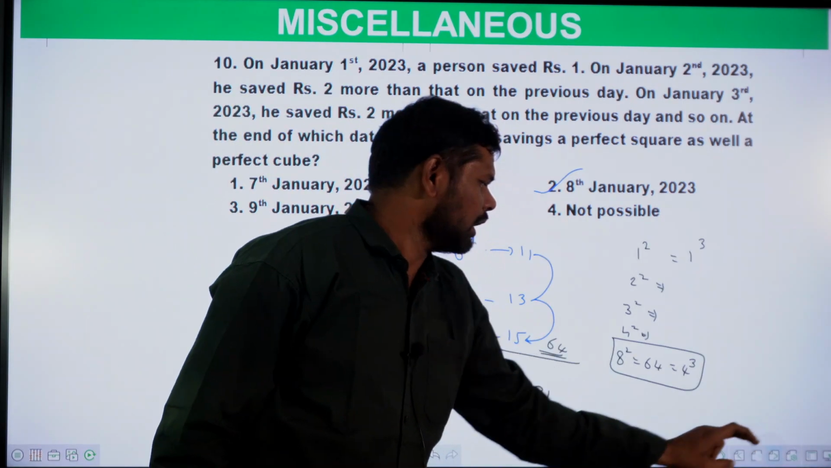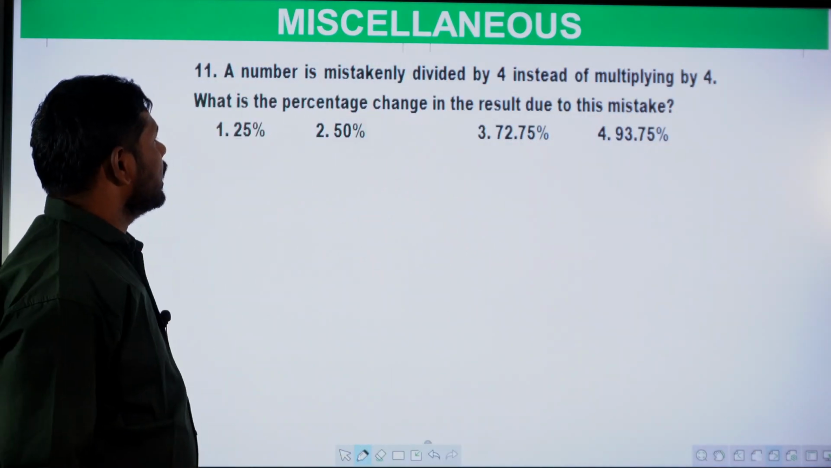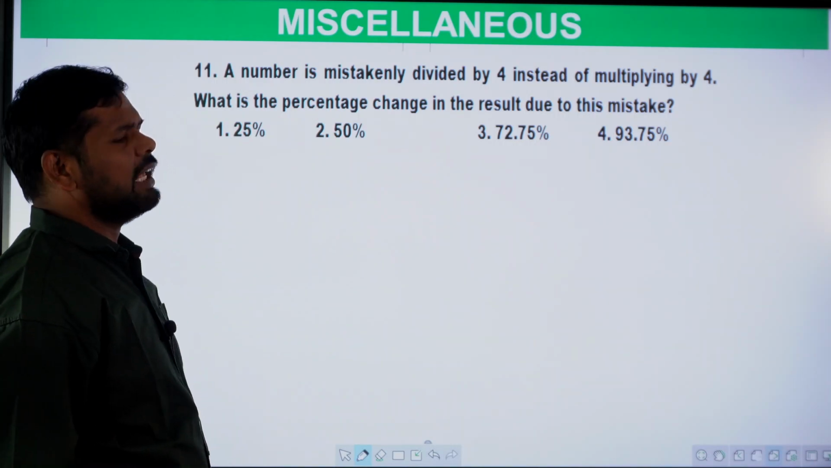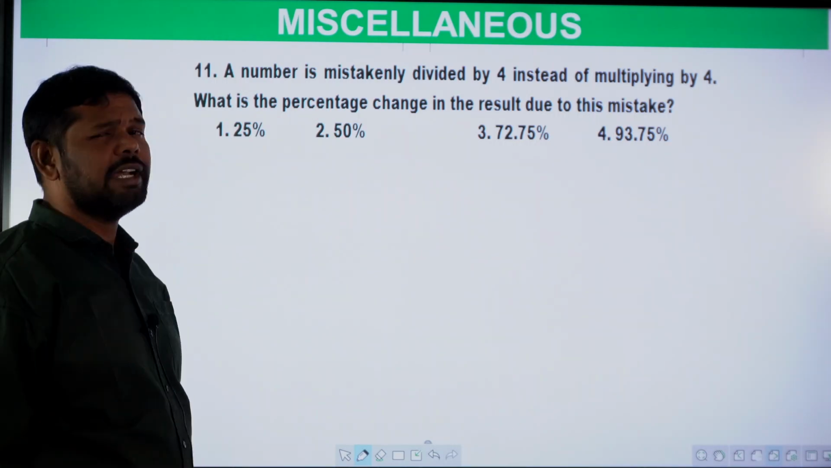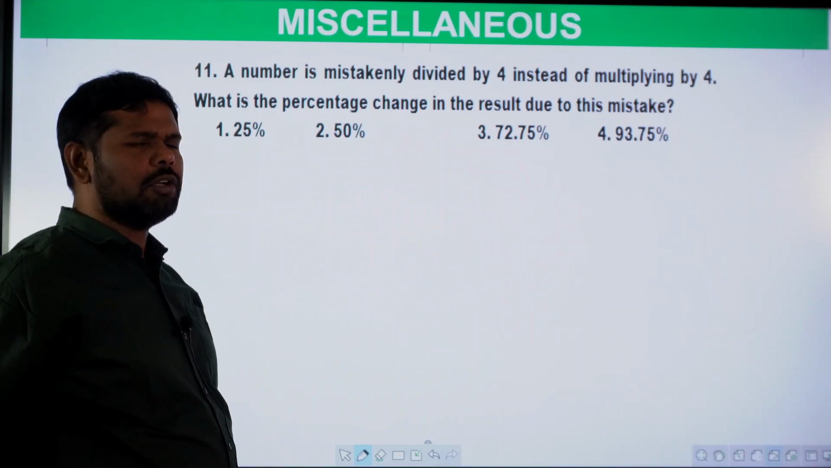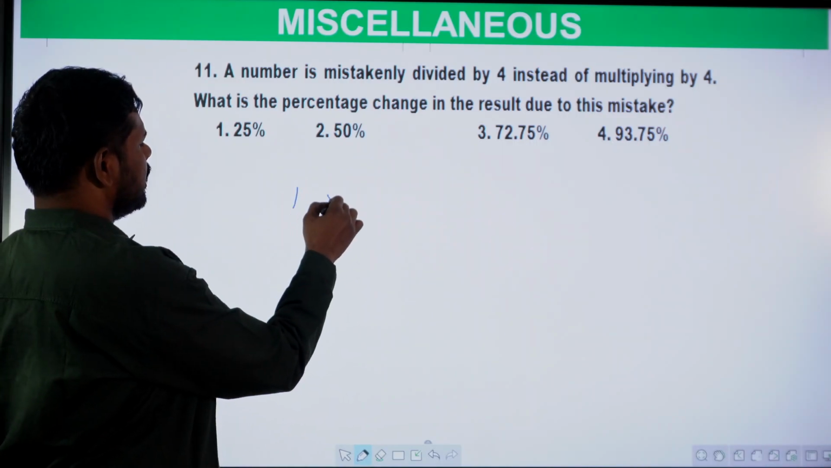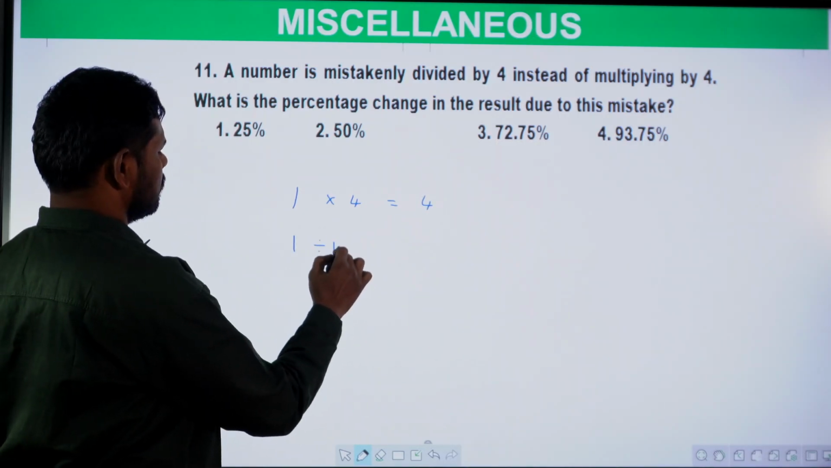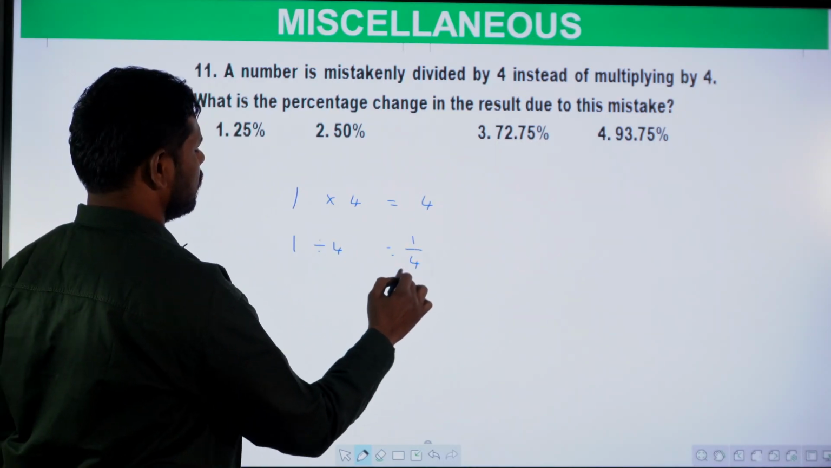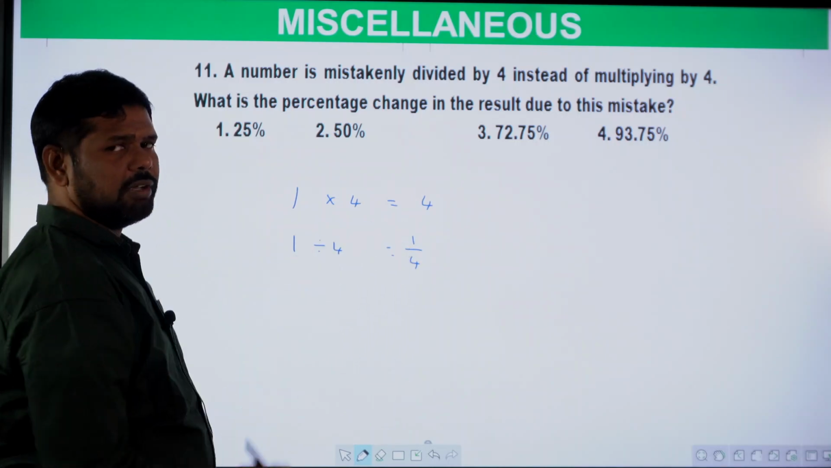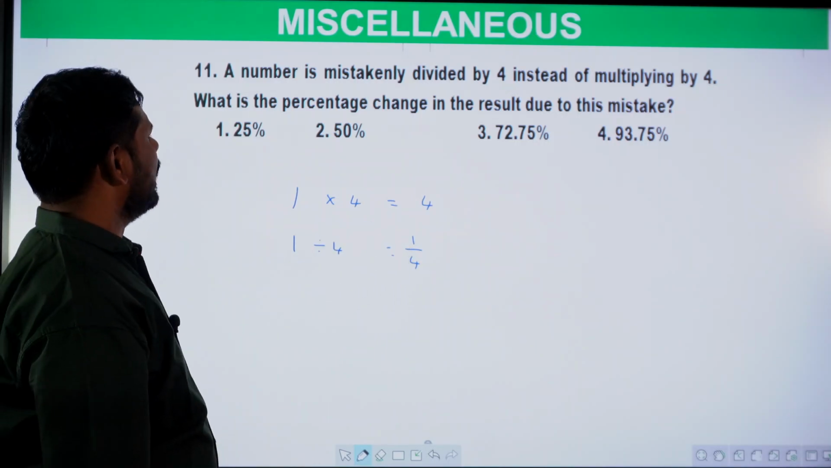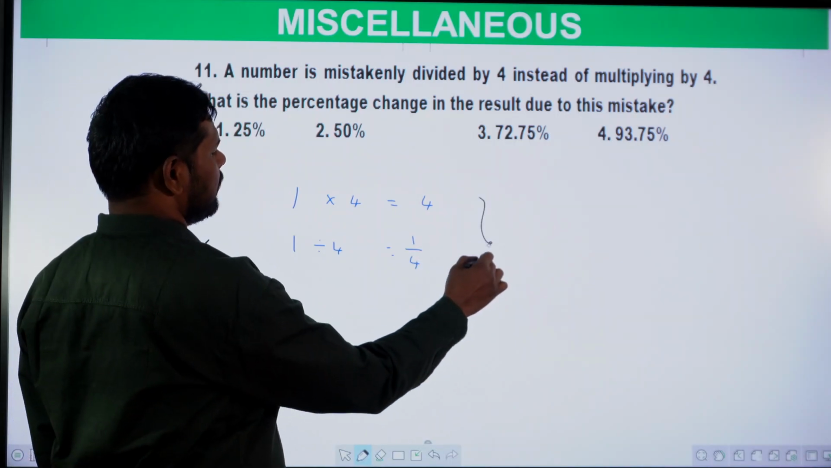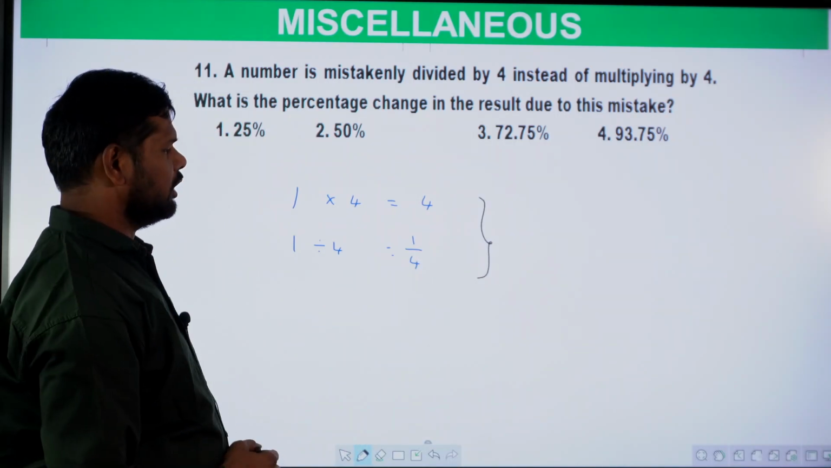That's it. Next one. A number is mistakenly divided by 4 instead of multiplying by 4. Any number you take, suppose 1, you need to multiply by 4. What is the answer actually? But you divide it by 4. You get 1 by 4. So instead of 4, you get 1 by 4. That is the case. Now, what is the percentage change in the result? You need to find out.